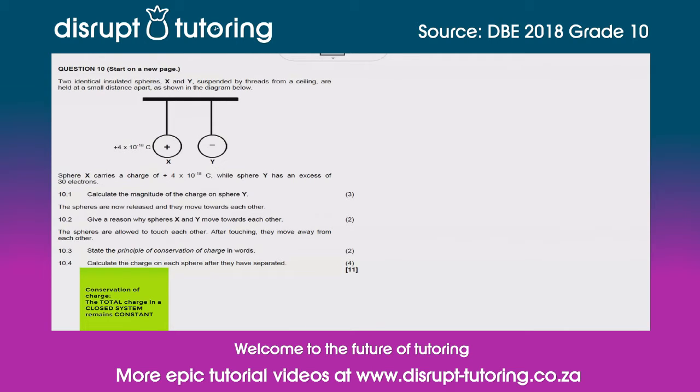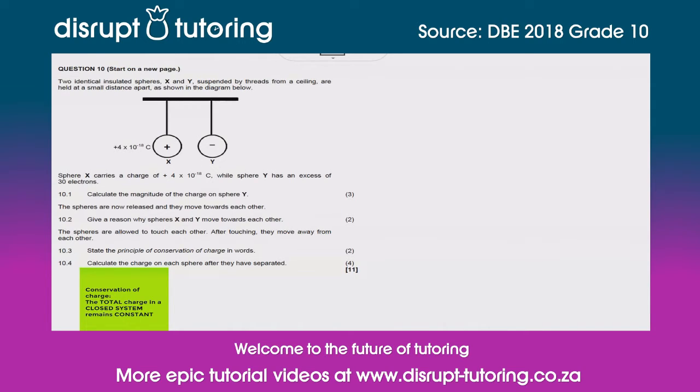Then it says sphere X carries a charge of 4 times 10 to the minus 18 coulombs, while sphere Y has an excess of 30 electrons. So it has 30 electrons more than what it needs to be neutral. Okay, so the first question says, calculate the magnitude of the charge on sphere Y.